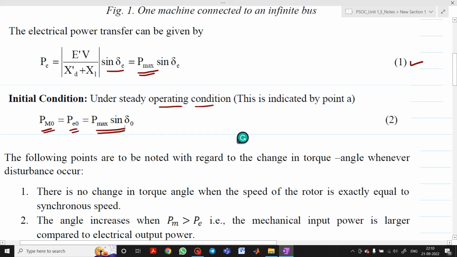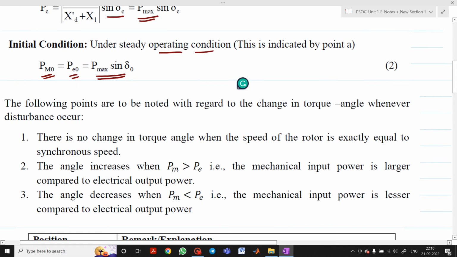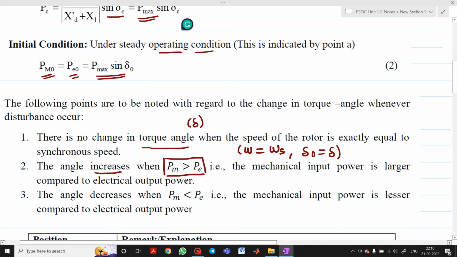Now we need to take the following points into consideration. First, there is no change in the torque angle, that is, no change in the load angle delta, when the speed of the rotor is exactly equal to synchronous speed. That is, when omega equals omega s, delta 0 will be equal to delta. This delta 0 indicates the initial angle, or initial operating condition. Now the angle will increase when your mechanical input is greater than electrical output.